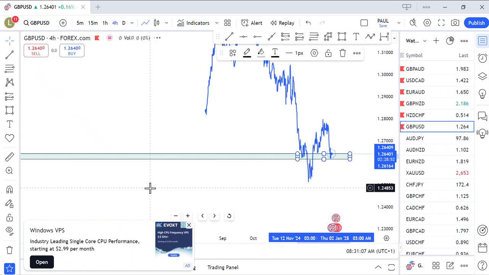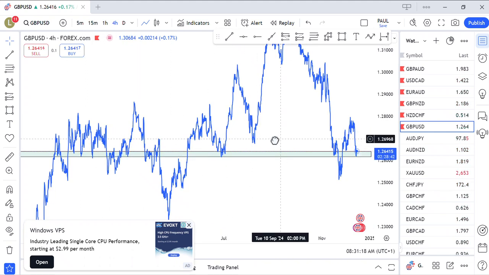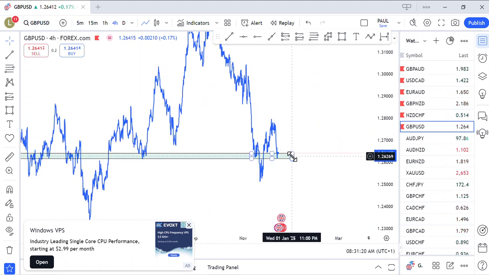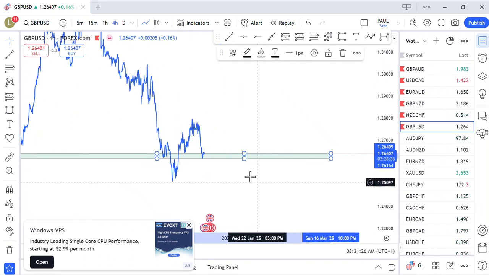Okay, so we can go back in the past and verify it. Can you see now? Market respecting it, almost respecting it here, respecting it here. This validates that this is a very good support point for us. Let me extend it. So this is a good support zone.